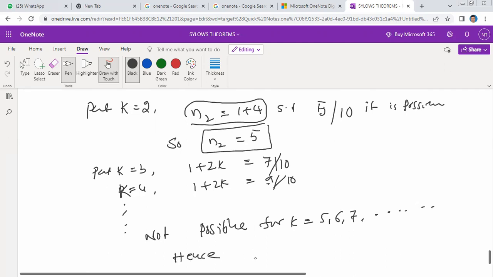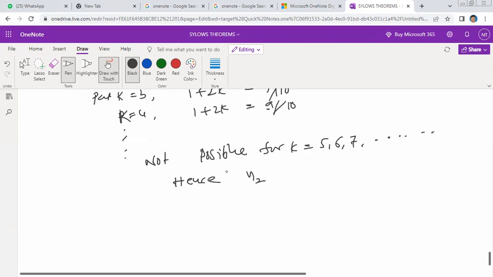what is N2? The number of 2 Sylow subgroups of a group G, N2, is equal to either 1 or 5. Hence N2 is equal to the number of normal subgroups, either 1 or 5. We will finalize which one later. Okay?